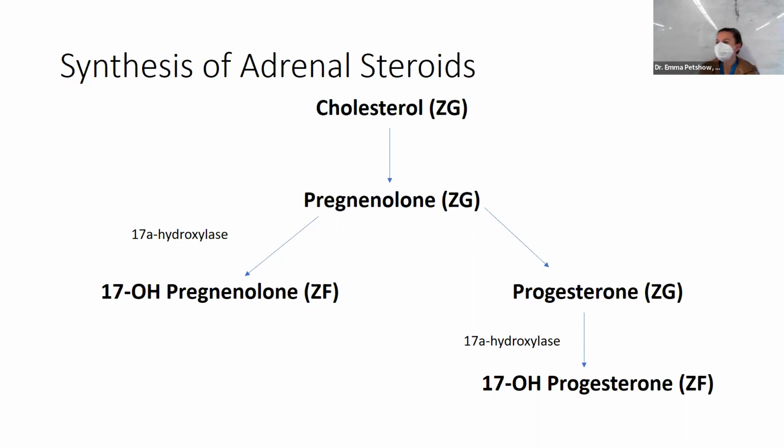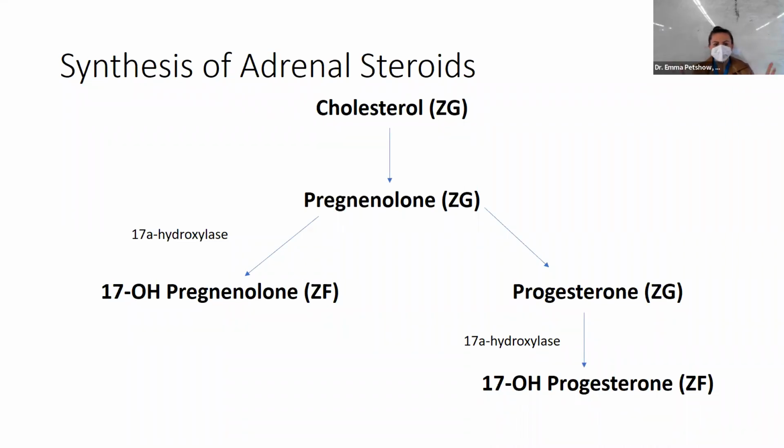One direction is going to make 17-hydroxypregnenolone, which is now in the zona fasciculata. See that ZF there? The other thing that pregnenolone will go transform into is progesterone, which is still in the glomerulosa. Progesterone then can also become 17-hydroxyprogesterone. So both pregnenolone and progesterone can become these 17-hydroxy forms of themselves. Both of those forms are now in the zona fasciculata instead of glomerulosa.